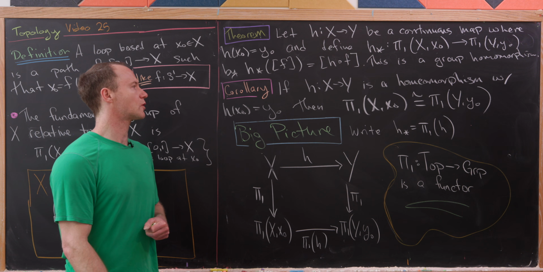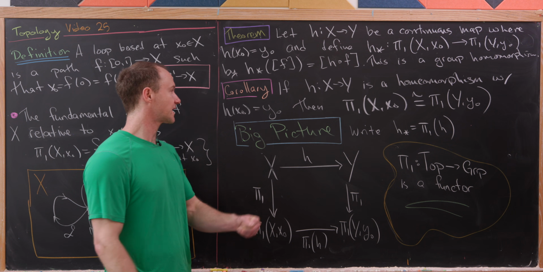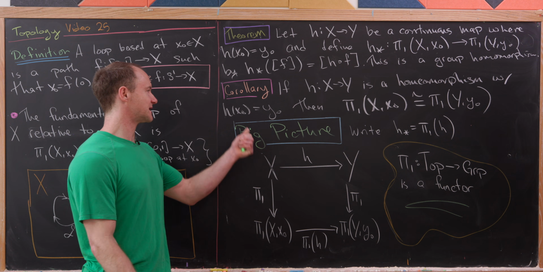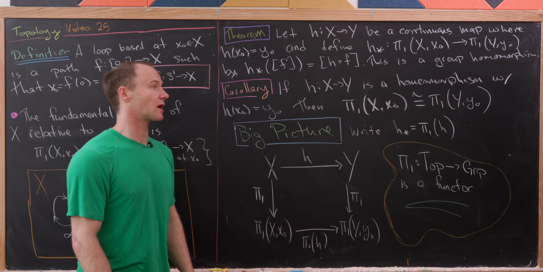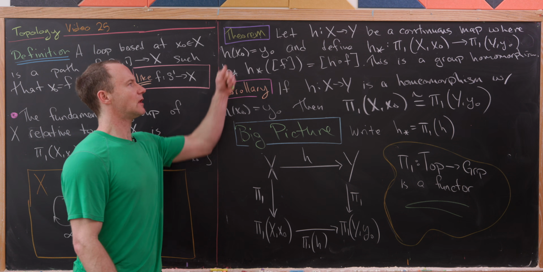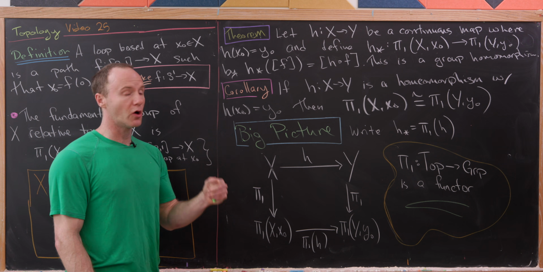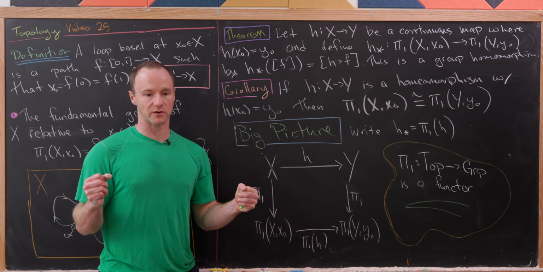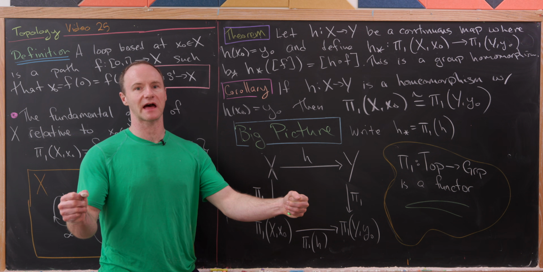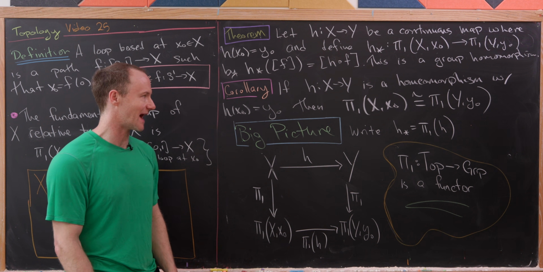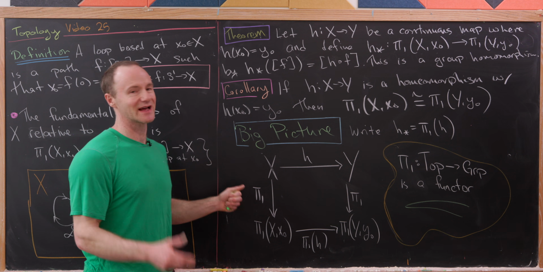Okay, here's an important corollary of this result, and that is if X and Y are homeomorphic via this homeomorphism that takes X naught to Y naught, then the fundamental groups are isomorphic. So this follows immediately from the result right here. We'll just use a homeomorphism and its inverse, which will push to a homomorphism and its inverse, making that homomorphism an isomorphism as needed.